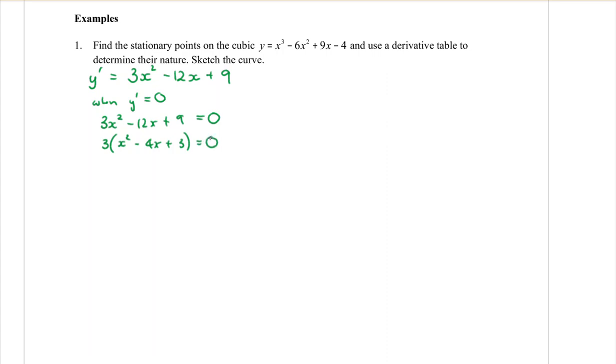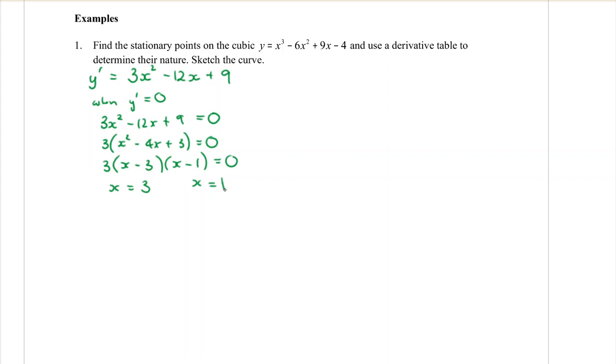Now that's a monic trinomial, which will factorize to 2 brackets like this. So the 2 numbers that times give 3 and add to give a minus 4 will be x take away 3 and x take away 1. Using null factor, we then get 2 x values. One is x equals 3 and the other is x is equal to 1.